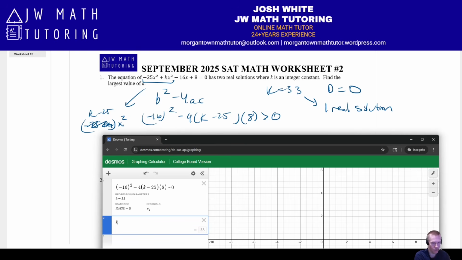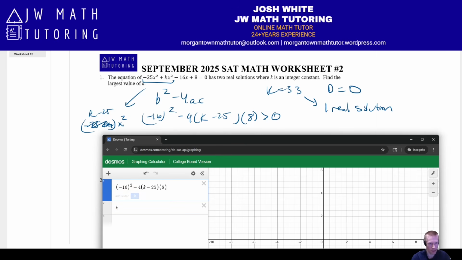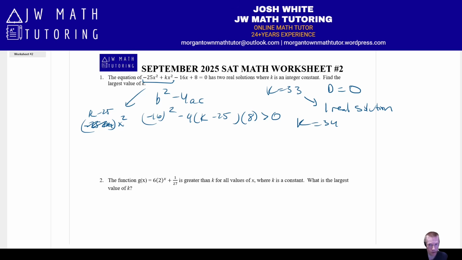You could replace it with 32 or 33, or I'm just going to type the following. First, I'm going to get rid of this, and then I'm just going to type k equals 34. Did I get a positive discriminant value? The answer is no. For k equals 34, the discriminant is less than 0, that means no real solutions.